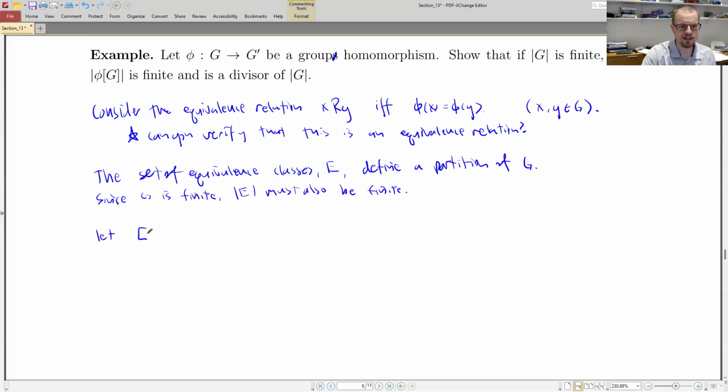Because of that, we can let E be defined in this way. We have our first equivalence class, our second equivalence class, our third equivalence class, all the way up to our mth equivalence class. So the size of E is equal to m in this case, a finite number.